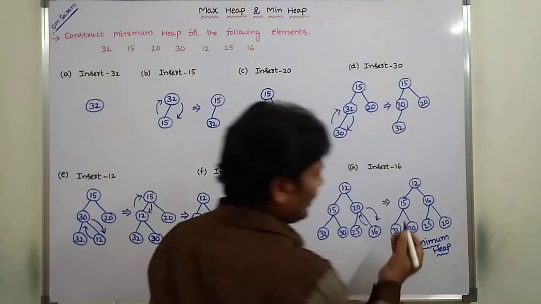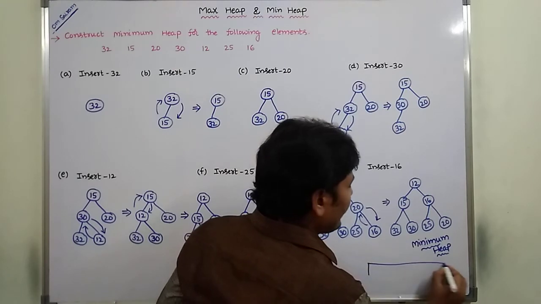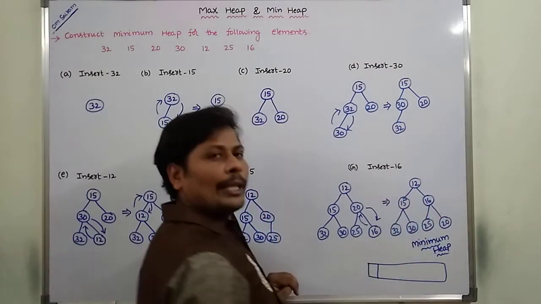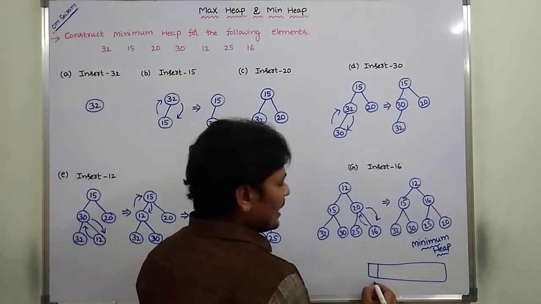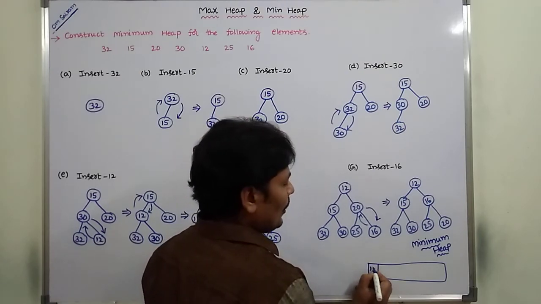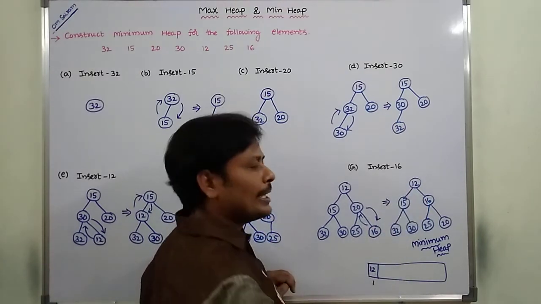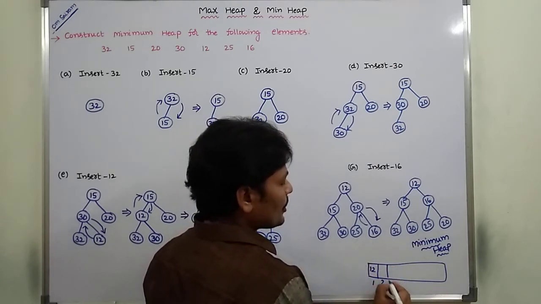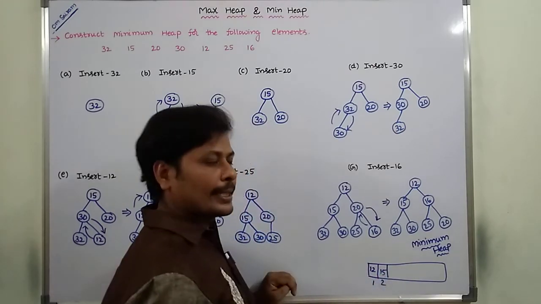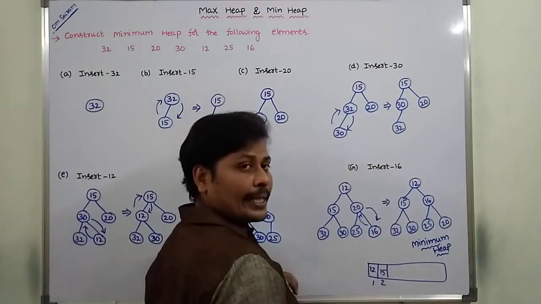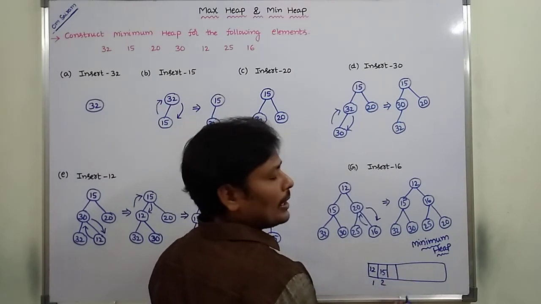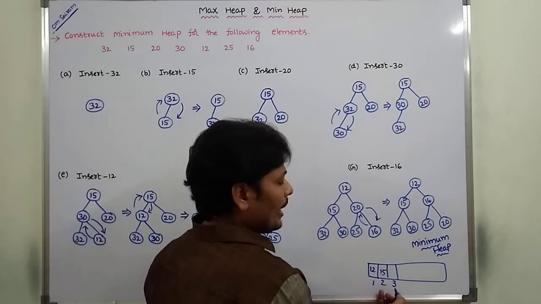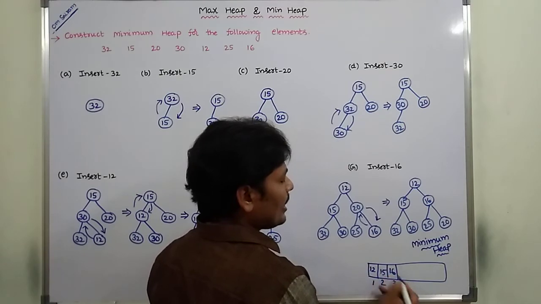Okay. So after inserting all the elements in the minimum heap, the root node value is 12. It is inserted at index 1. Its left child is located at 2i. With i value 1, 2 into 1 is index 2. At index 2 we store its left child. 12's right child is 16. It is located at 2i plus 1. With i value 1, 2 into 1 plus 1 is 3. At index 3, 12's right child 16 is stored.